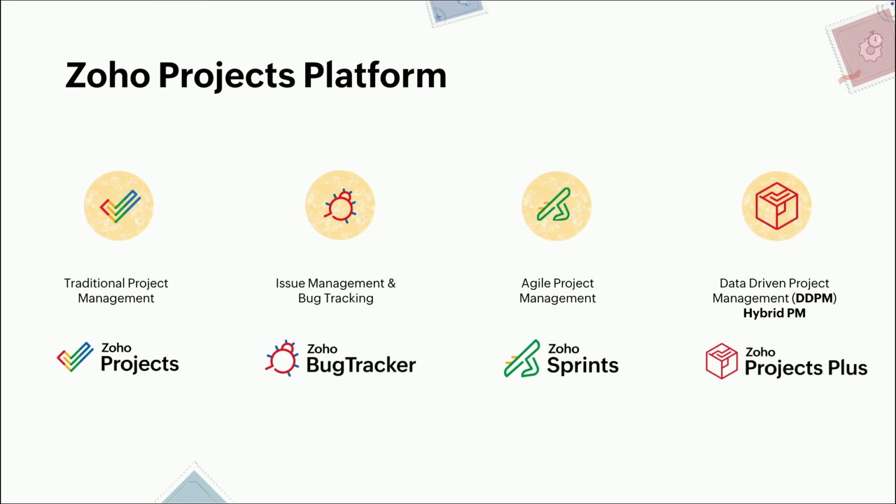Then there is the agile way of getting things done, where iterative and incremental development is demanded. That's achieved using Zoho Sprints, the second app. Defect tracking, issue management, and ticket management are handled using Zoho Bug Tracker. And the latest addition to our project management suite is Zoho Projects Plus, where you can manage a hybrid way of project management. That's a combination of traditional project management along with agile development.